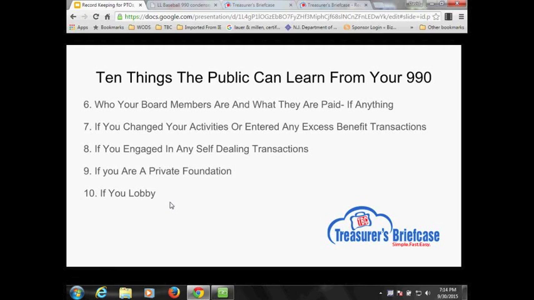They'll notice if you changed any of your activities, in other words, changed your purpose, or entered into any excess benefit transactions. We'll describe them in a future seminar. They'll see if you engage in any self-dealing transactions, another topic, bigger topic for a later seminar. If you're a private foundation as compared to a public charity, or if you actually lobby for your organization.